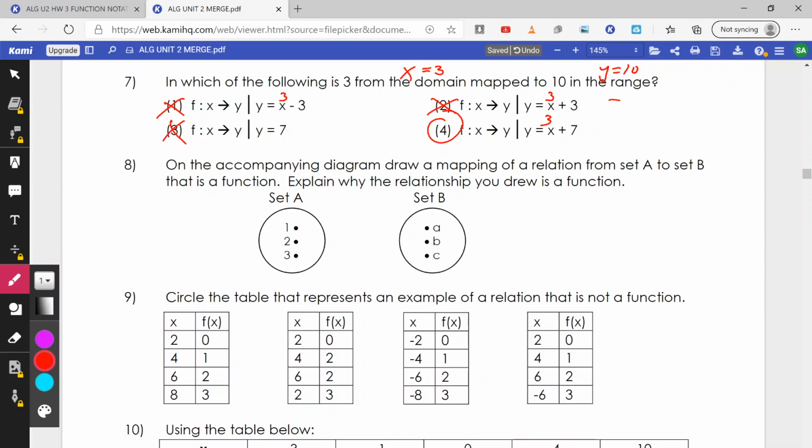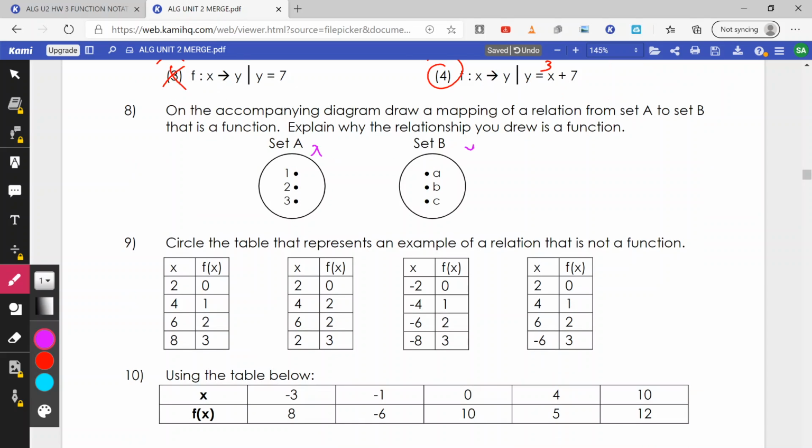Number 8, we have to map a relation from set A to set B, showing that it is a function. Again, set A being our x value. We always map from x to y, so A to B. To be a function, we need one arrow only coming off of each value of x. So coming off of 1, I can only have 1 arrow. Coming off of 2, I can only have 1 arrow. So 1 to A, I'll draw 2 to A. And then 3, I can only have 1 arrow. I'll draw it to C. So that there is a function because I only have 1 answer for each x value.